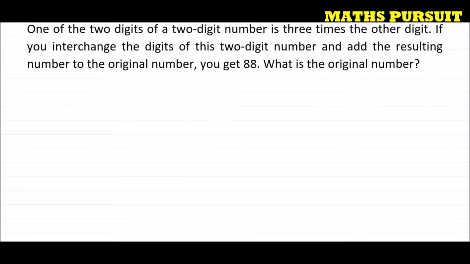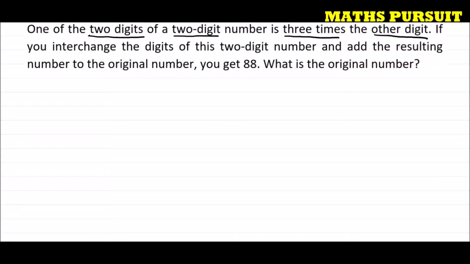The question is telling us here about a two-digit number, and it is telling us that one of the two digits of a two-digit number is 3 times the other digit. So guys, we do not know these two-digit numbers. Let us assume that one of the digits of this two-digit number is x.